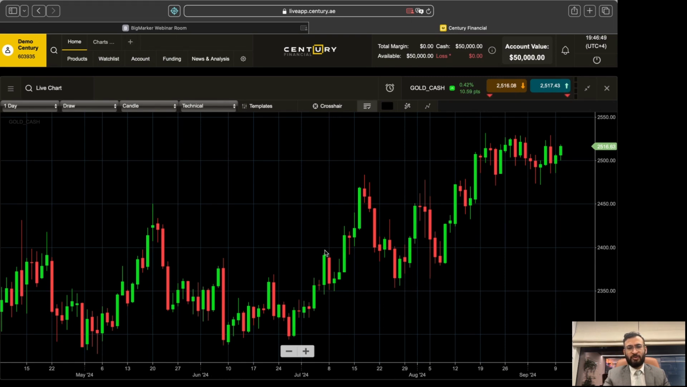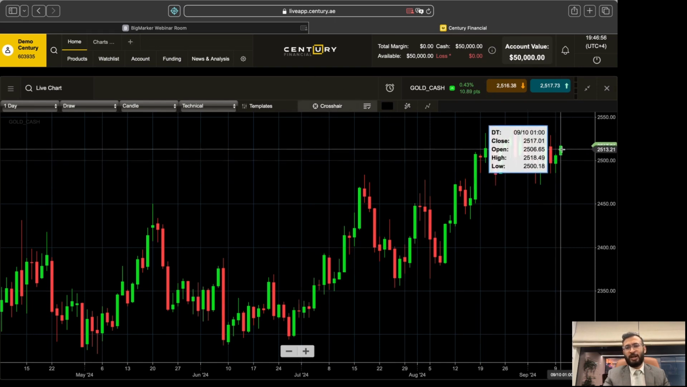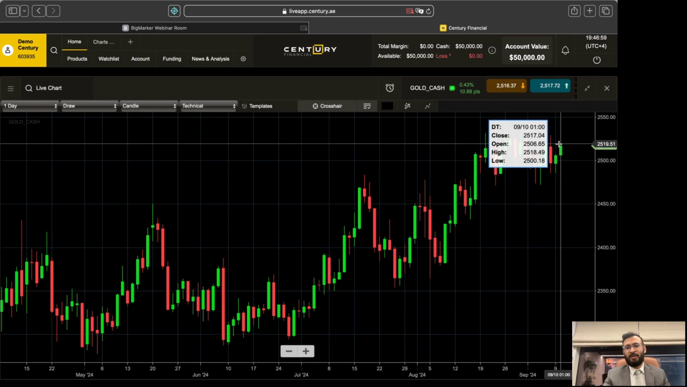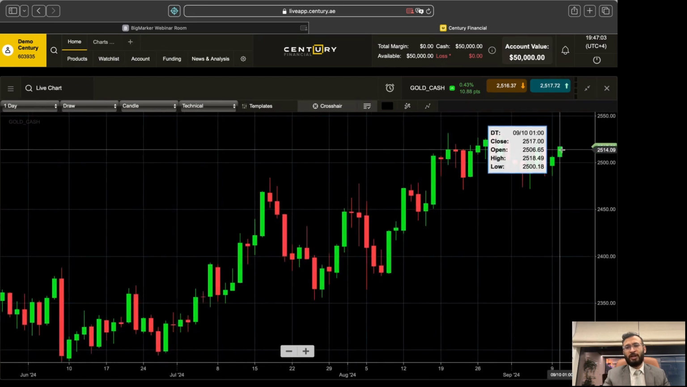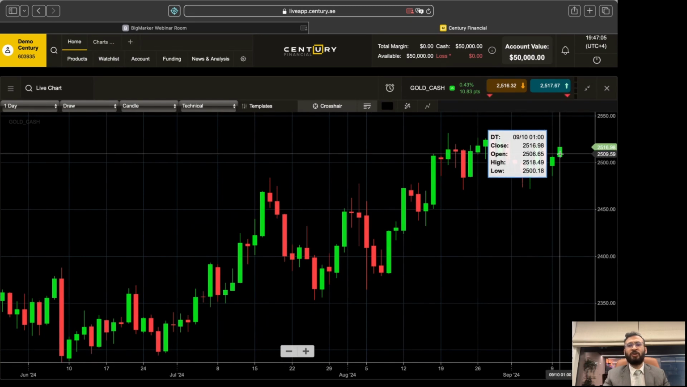June, July, August. Currently we are looking at a daily chart, which means every candle here represents one day, right? And what does this candle represent? OHLC: the opening of the day, highest of the day, lowest of the day, and the closing.